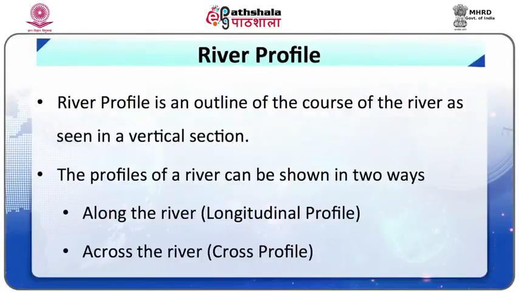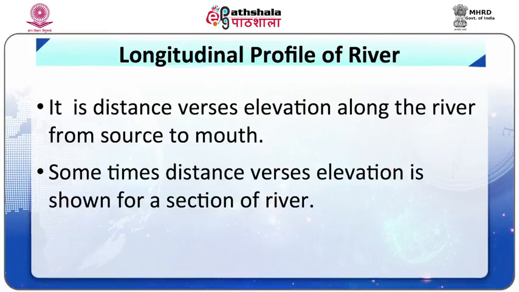Now we will discuss river profile. River profile is an outline of the course of the river as seen in a vertical section. The profile of a river can be shown in 2 ways: along the river and across the river. Longitudinal profile is the distance versus elevation along the river. It shows changes in the altitude of the course of a river from the source to the mouth. Sometimes distance versus elevation is shown for a section of a river or part of a river.